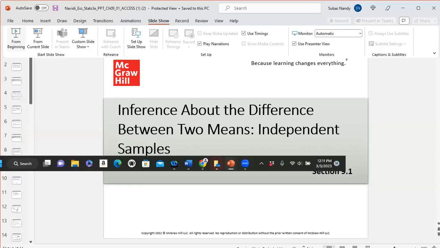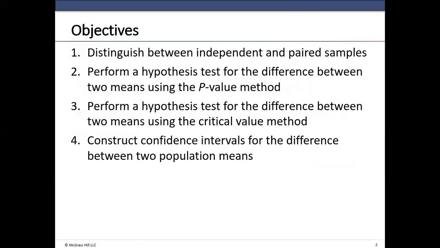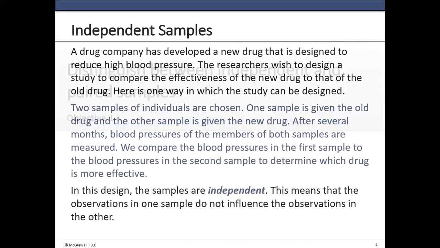Inference about the difference between two means, independent samples. These are the objectives: independent and paired samples. A drug company has developed a new drug that is designed to reduce blood pressure. The researchers wish to design the study to compare the effectiveness of the new drug to that of the old drug. Here is one way in which the study can be designed.